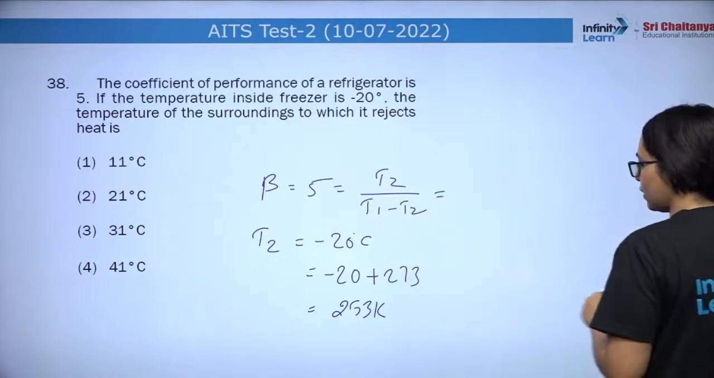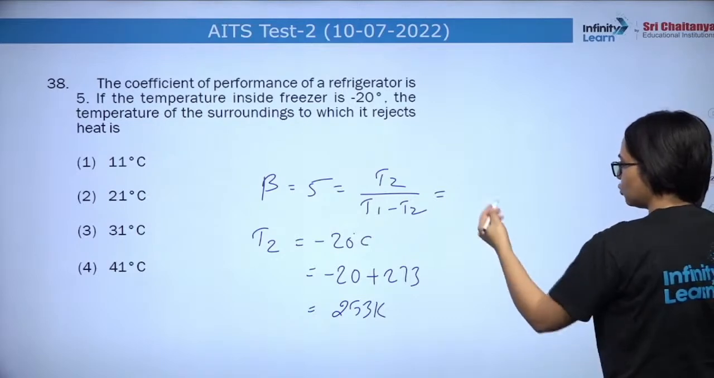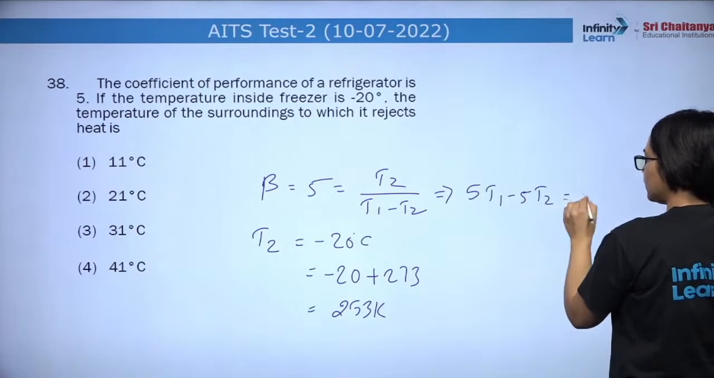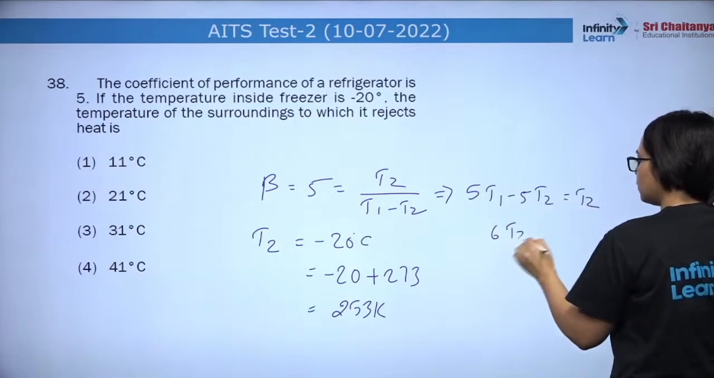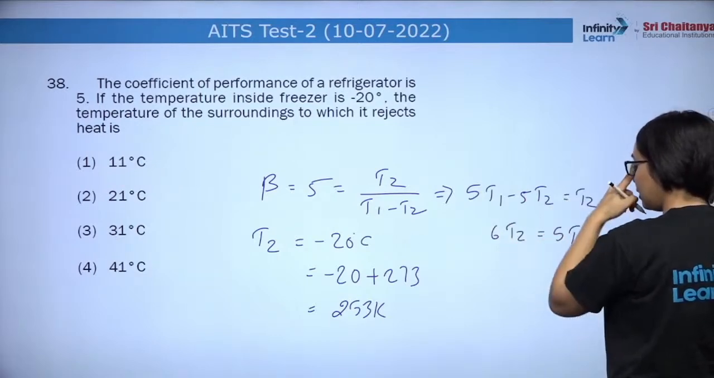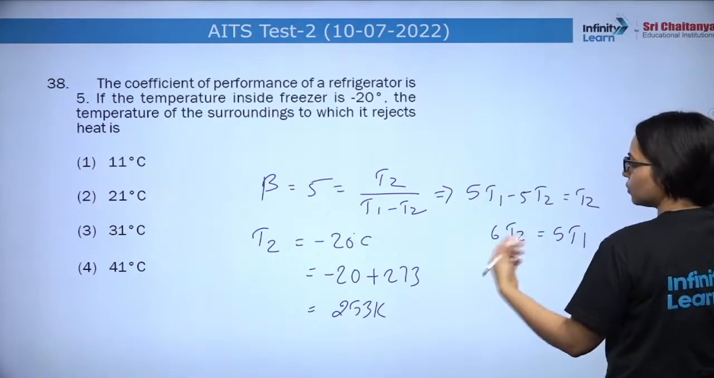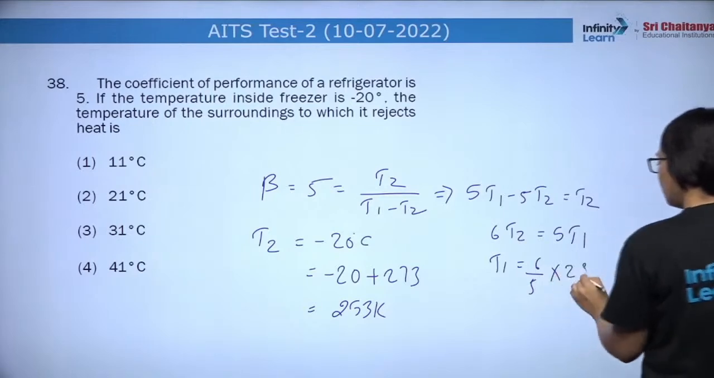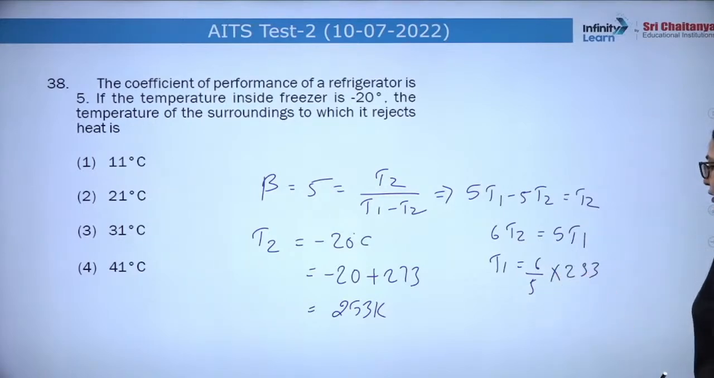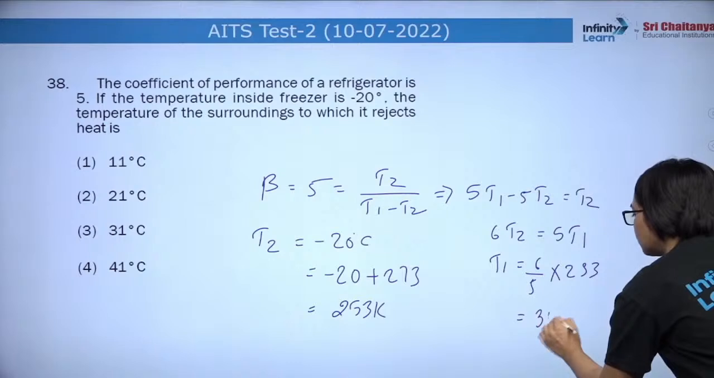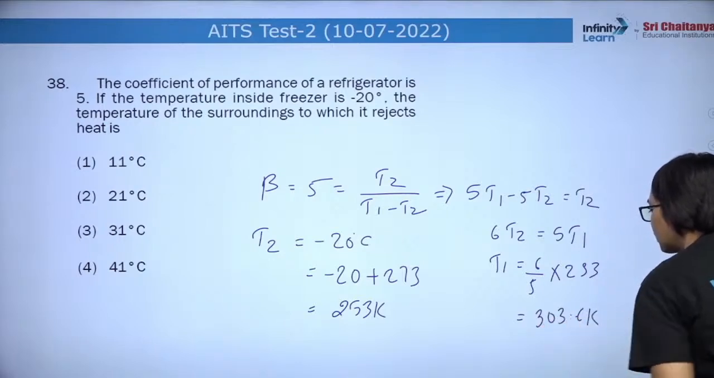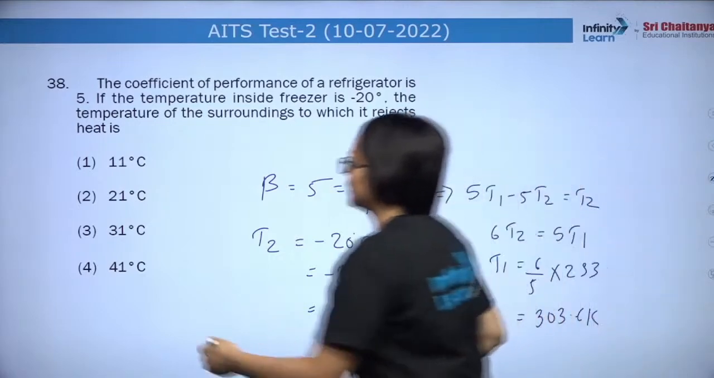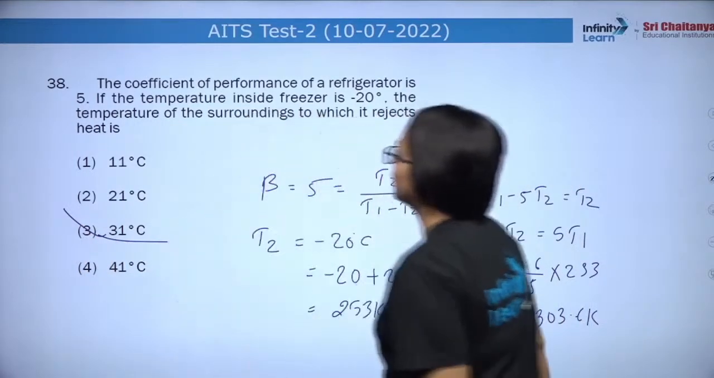So you can write it as 5 T1 minus 5 T2 is equal to T2. So 6 T2 is equal to 5 T1, right? So we know T2, right? So T1 will be 6 upon 5 into T2, that is 253, and it will give you an answer of 303.6 Kelvin. If you subtract 273, you will get it as 31 degrees Celsius approximately.